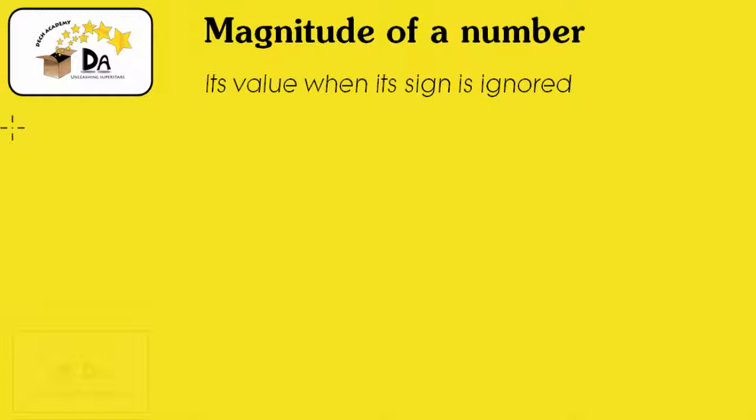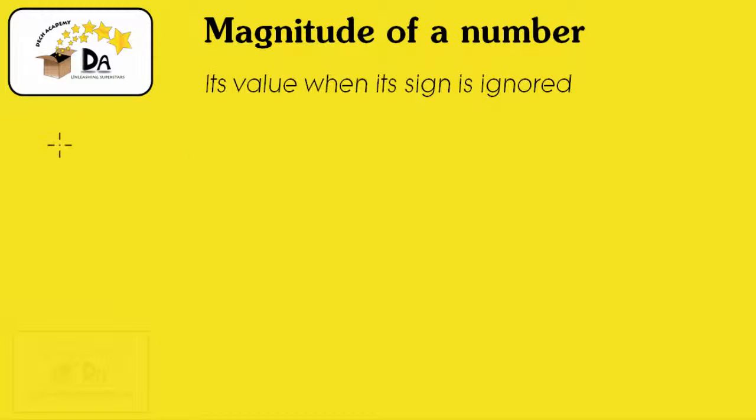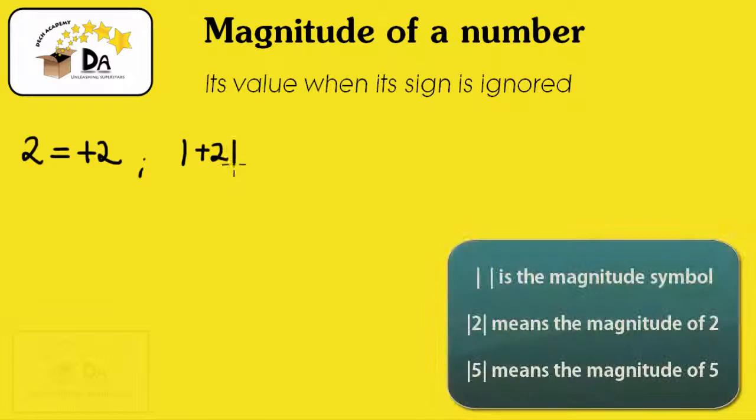Every positive number is conventionally written without a sign. 2, 3, 4, 5 is the same thing as plus 2, plus 3, plus 4, and plus 5. You need to understand this, okay? Now that you do, let's take a number like 2, which is the same thing as plus 2. What is its magnitude? Well, its magnitude is its value without the sign. It's expressed with this symbol, which involves two vertical lines enclosing the number. So the magnitude of plus 2 is 2, because you just ignore the sign.